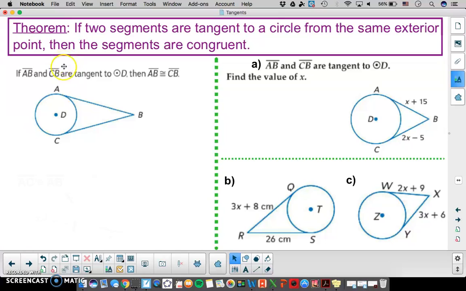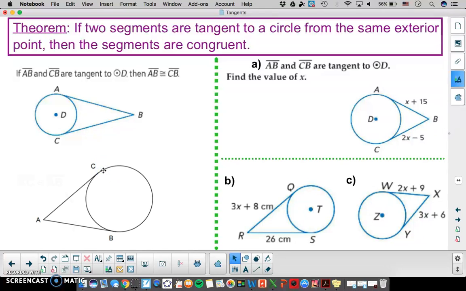The next theorem is if two segments are tangent to a circle from the same exterior point, then the segments are congruent. So in this picture here, both of the segments AB and CB originate from this point B outside the circle. Therefore, those two segments are congruent. So the measure of AB is going to be congruent to the measure of BC.